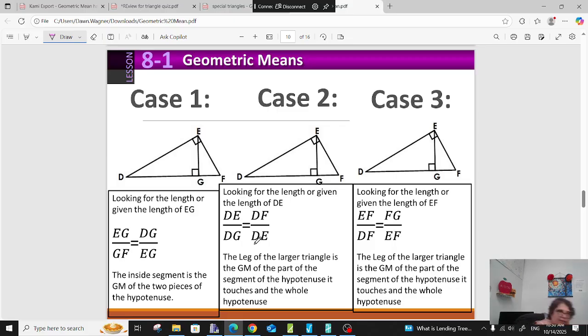I have some probably up here. Let me just take this out. Do you have any highlighters or colored pencils?